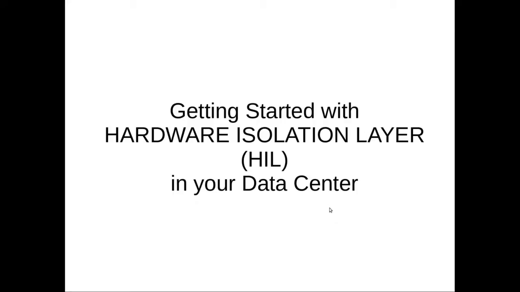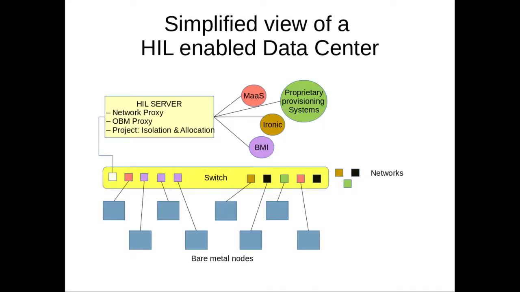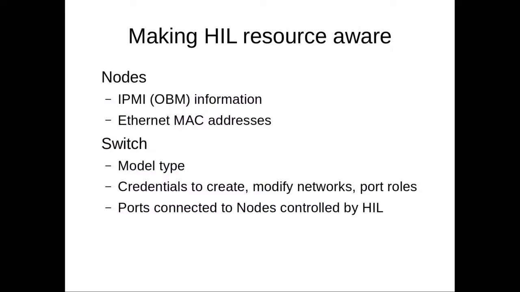Once the nodes and switches are registered with HIL, users can allocate nodes and set up private networks quickly by making a couple of API calls to HIL. Users will have complete freedom to use the provisioning system of their choice to manage their share of bare metal servers. To get started, HIL will require OBM access to the nodes it will control, and credentials to switches that will allow it to set and isolate networks.